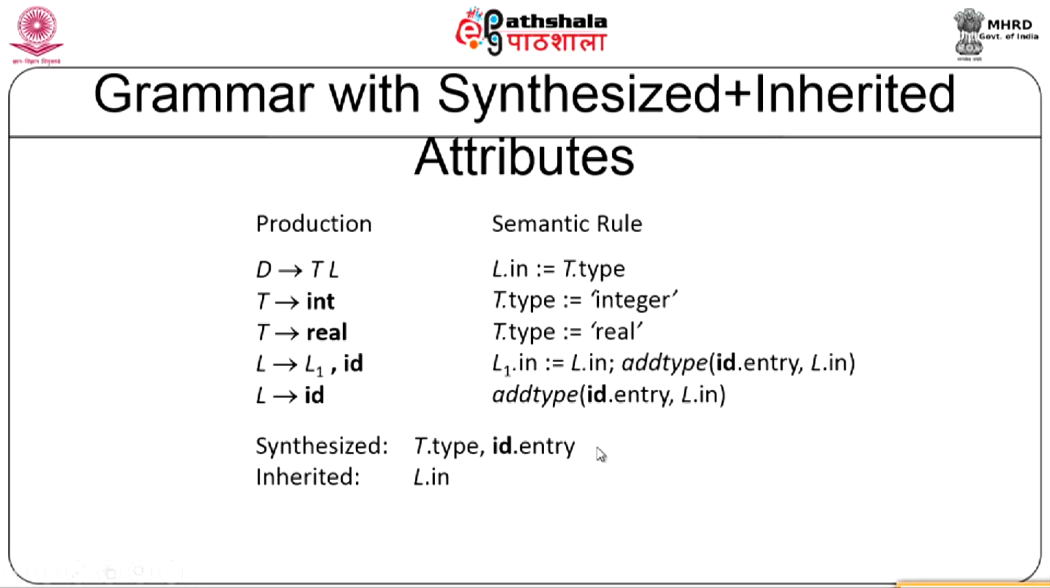ID is going to be a terminal, therefore it is a synthesized attribute. On the other hand, the inherited attribute is nothing but L, because it depends upon its sibling and then subsequently also depends upon its parent.